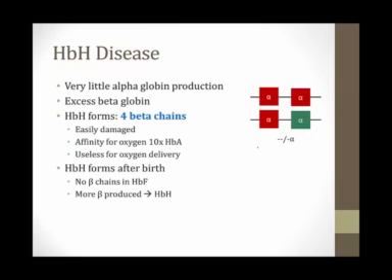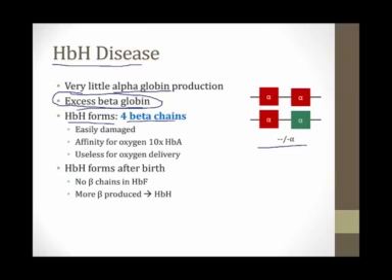If you have deletion of three alpha genes, you then have what's known as hemoglobin H disease. In this condition, there's very little production of alpha globin genes, and there's excess beta globin present. Beta globin is being produced, but it doesn't have alpha globin to combine with to form hemoglobin A. Therefore, there is an excessive amount of beta globin, and the beta globin chains will bind together and form what's known as hemoglobin H, which is four beta chains together.